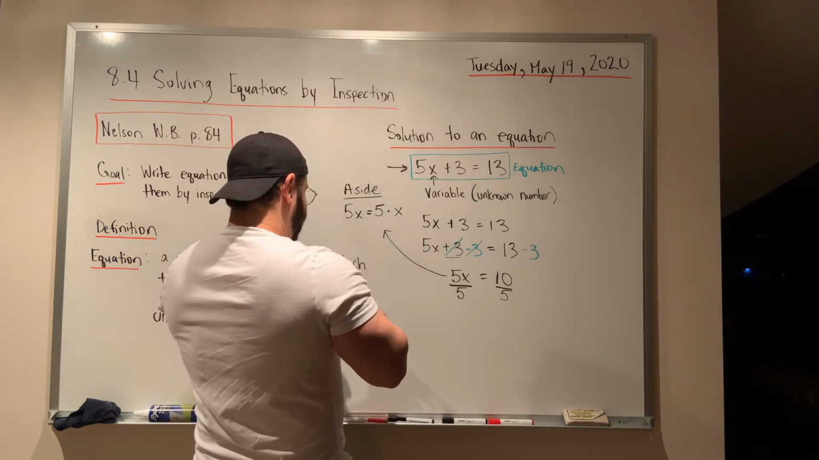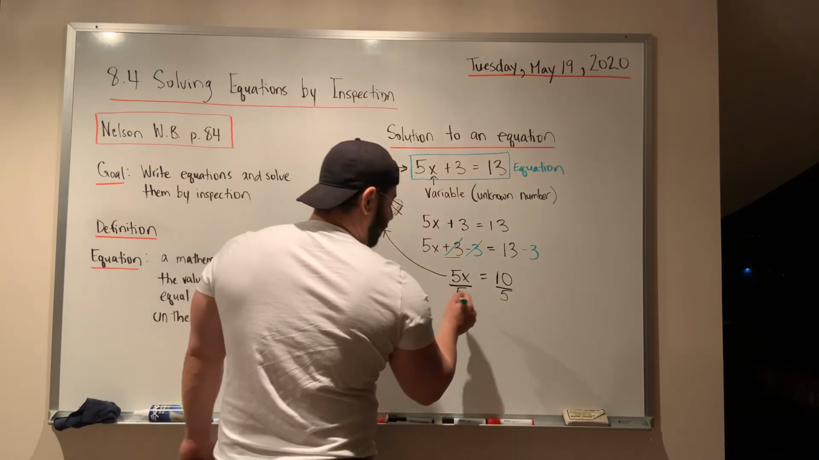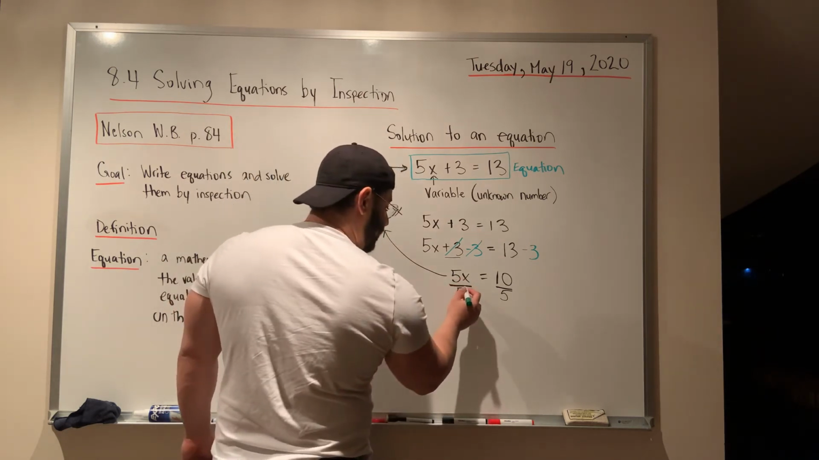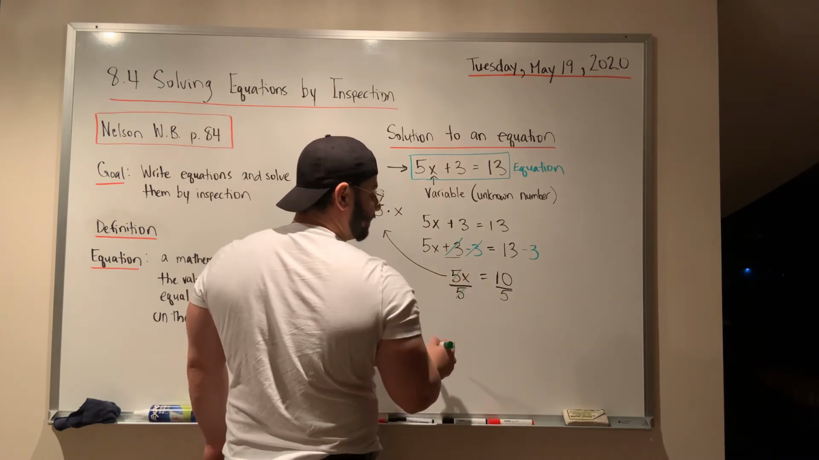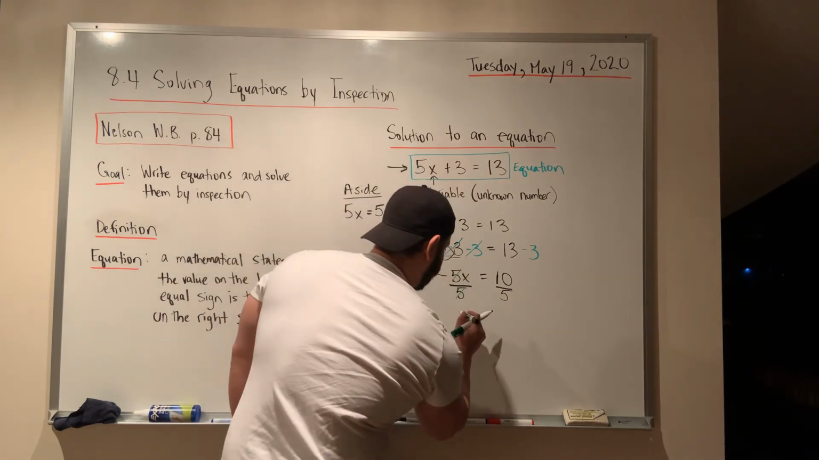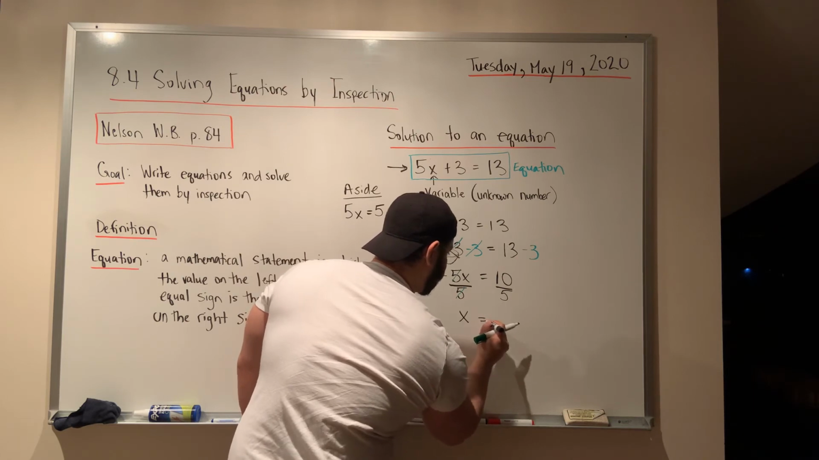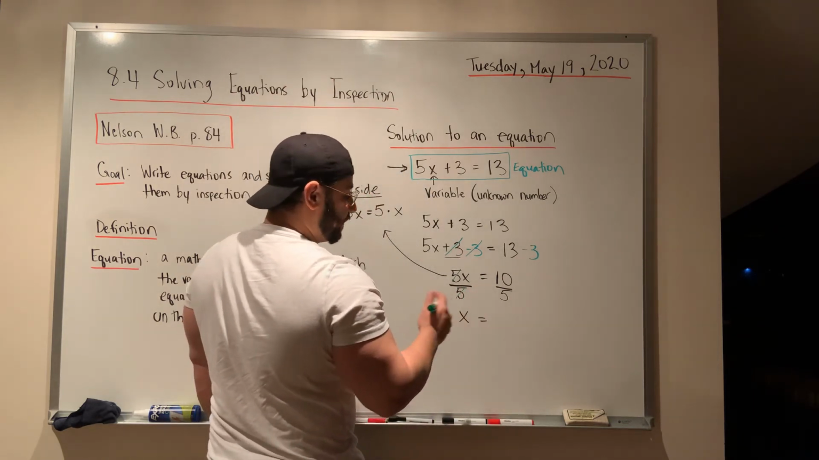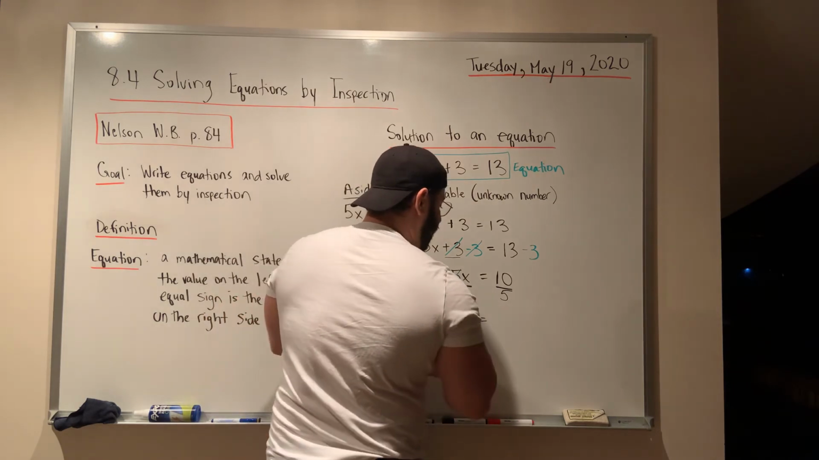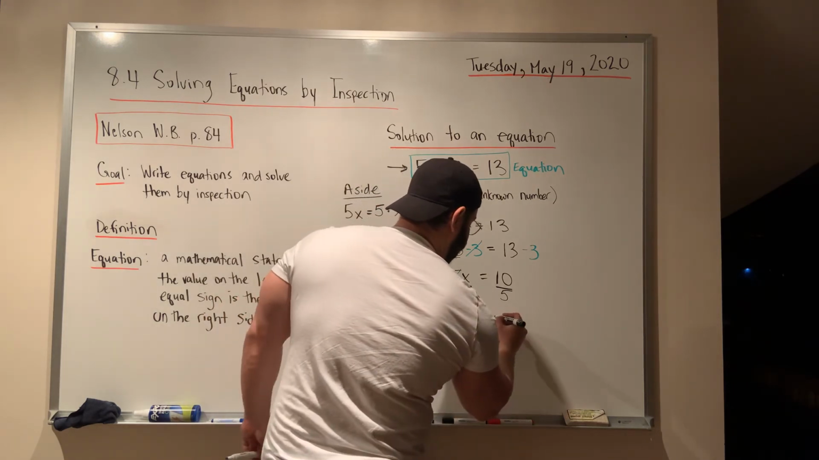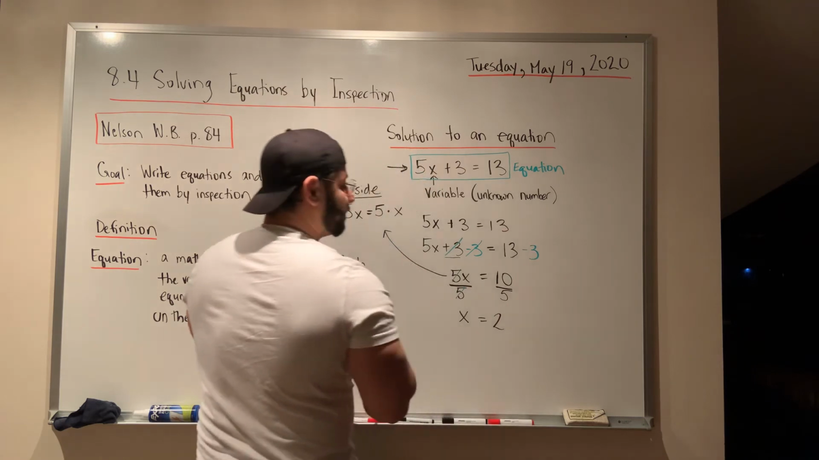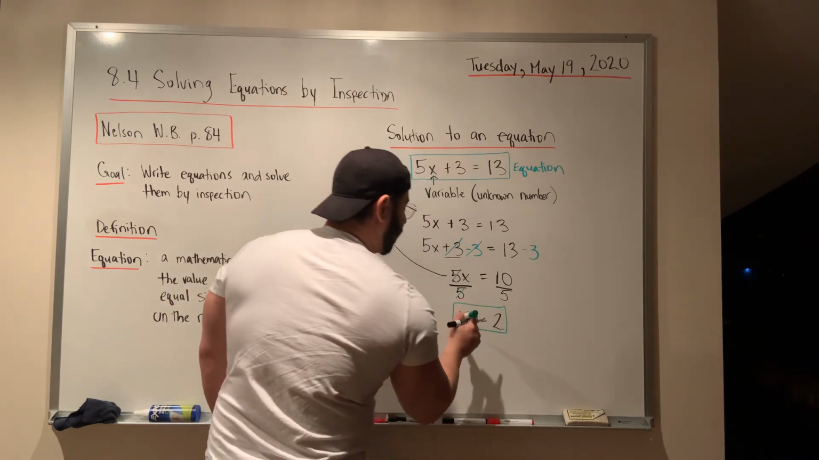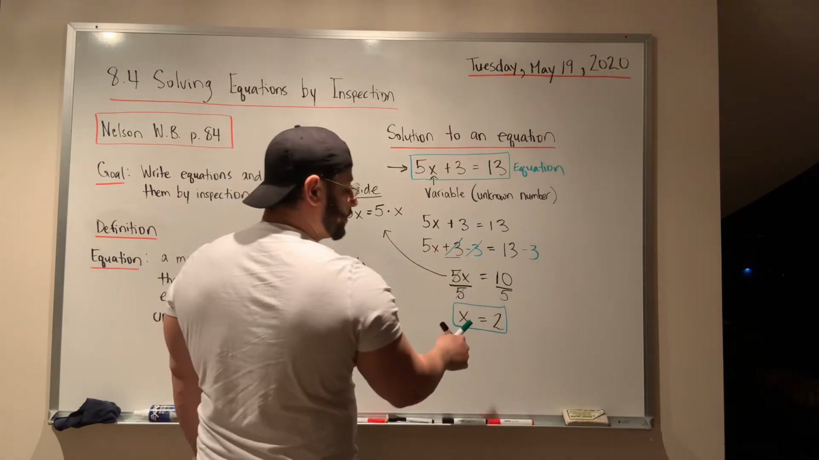So now what you can see is the 5 and the 5, 5 divided by 5 is just 1, so these just cancel each other out. That leaves me with x equals 10 divided by 5. Again, if you can do it in your head or if you have a calculator, either or, 10 divided by 5 is 2. So now you can see I've isolated for x, and what does x equal? In this particular equation, x equals 2.